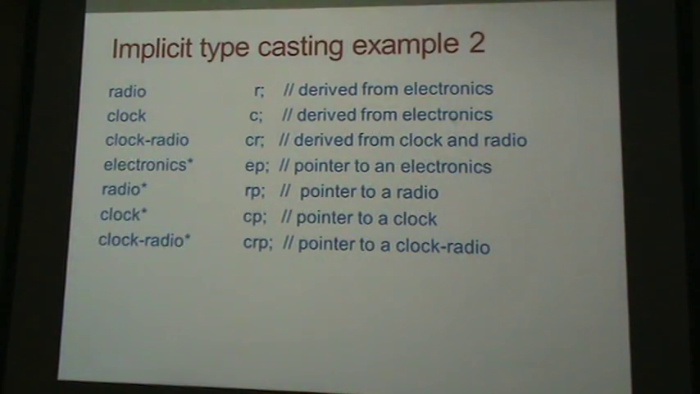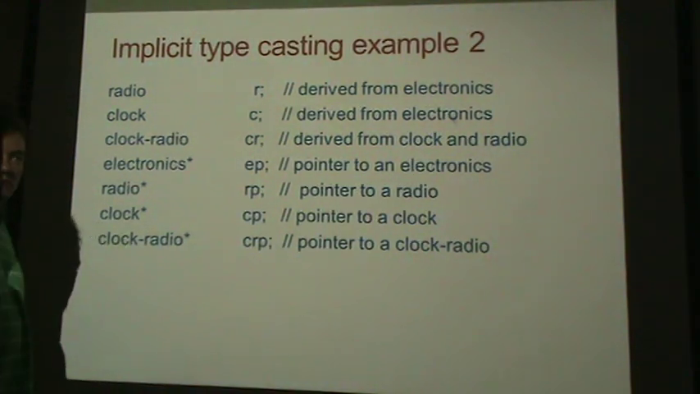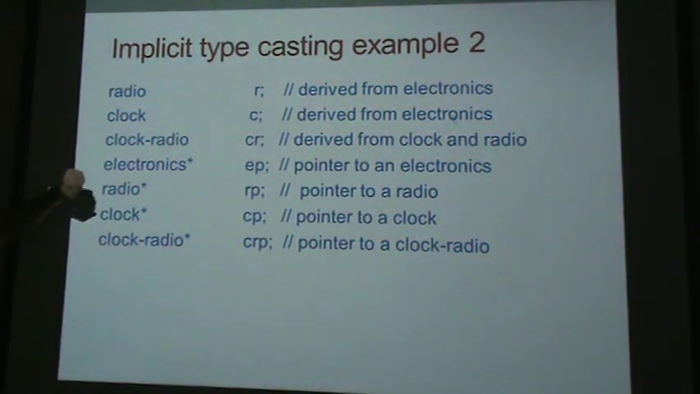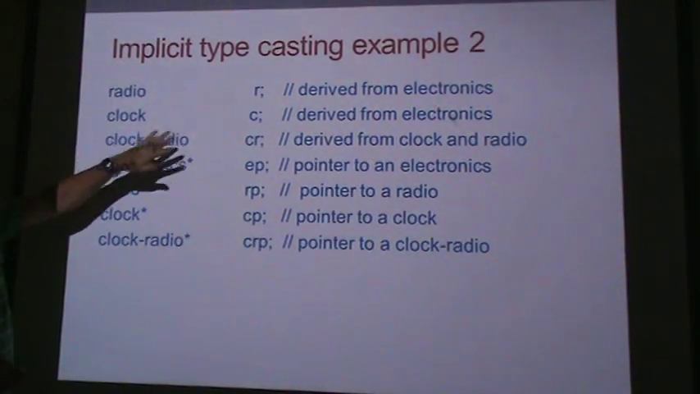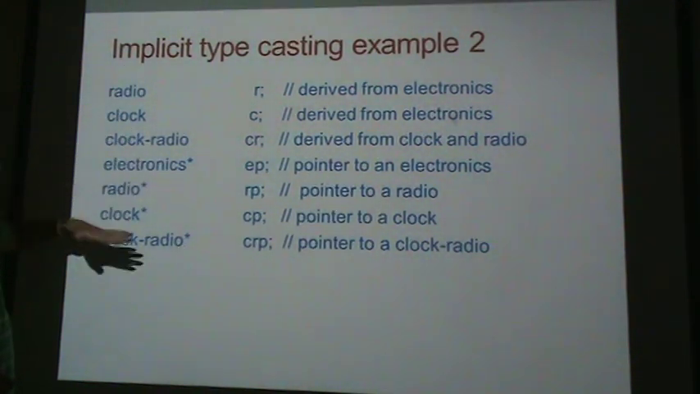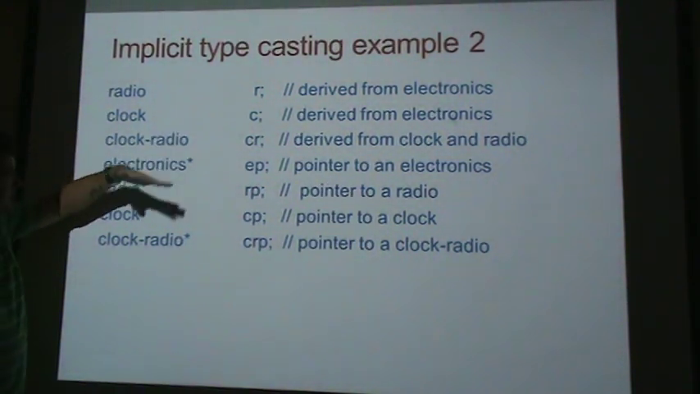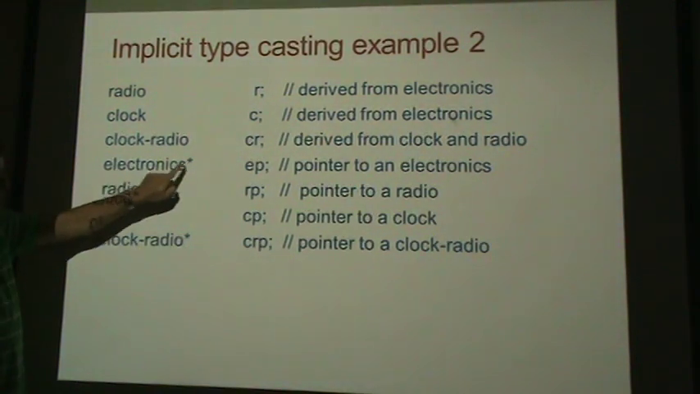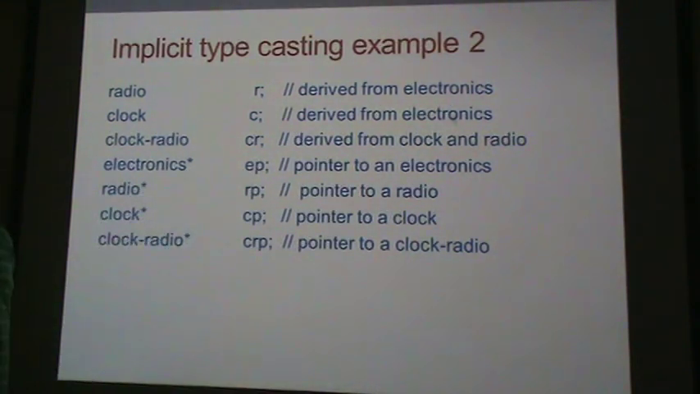Okay, so now suppose we did something similar. Suppose we had, this was what we talked about last class, an electronics base class and then clock and radio inherited from electronics. And then clock radio inherited from both clock and radio. So suppose we had a radio, a clock radio, and now remember what the star means. An electronics star means what? A pointer to an electronics, right? And then we have a pointer to a radio.